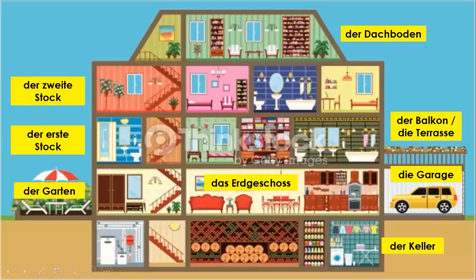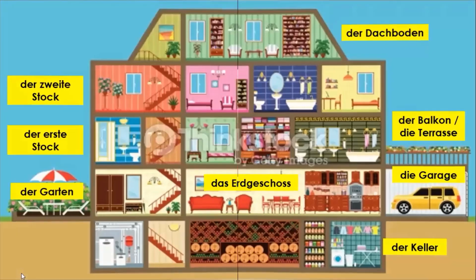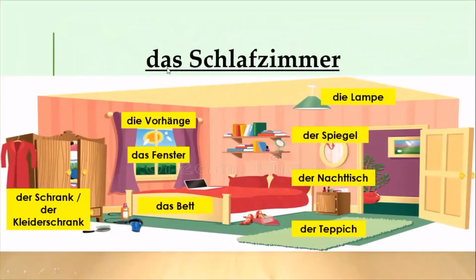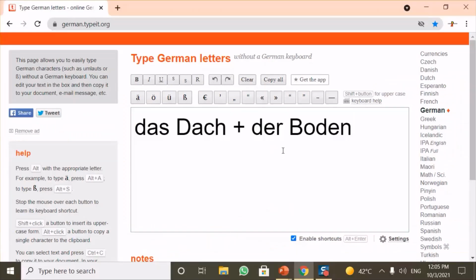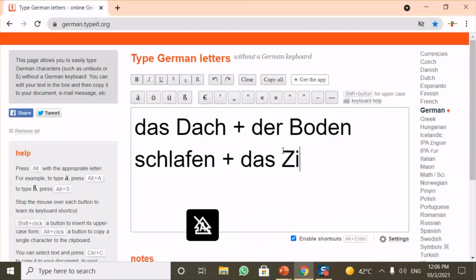So having looked at the main parts of the house, let's have a look at some of the main rooms inside the house. Das Schlafzimmer. So compound nouns are not just made up of two or more nouns combined together, but can also be made up of a verb and a noun combined.